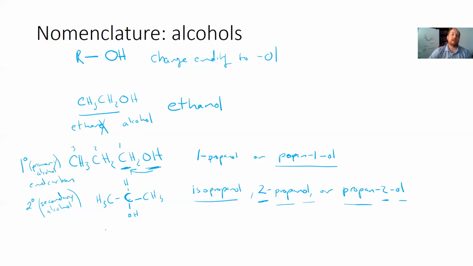If you were to have something like tertiary butyl alcohol, for that one you'd have a carbon in the middle where the alcohol was bonded to a carbon that was bonded to 3 other carbons. So this carbon here is a tertiary alcohol, and there's the OH bonded to that. And so this one would be tertiary butyl alcohol.